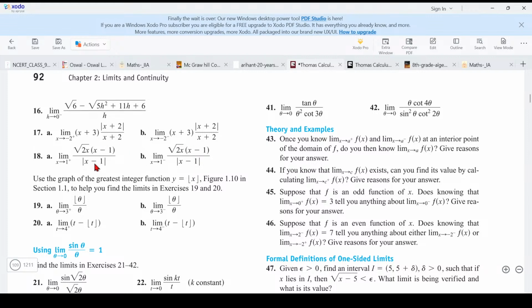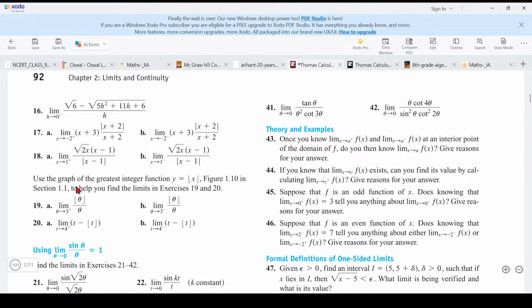Okay, so this is how you calculate limits algebraically. Every time you will not be able to draw graphs, because these graphs, if you try to draw, they become very clumsy. So that's why what you do, you evaluate when you are approaching from the left hand side, slightly lesser than that number, and when you are approaching from the right hand side, then you match.